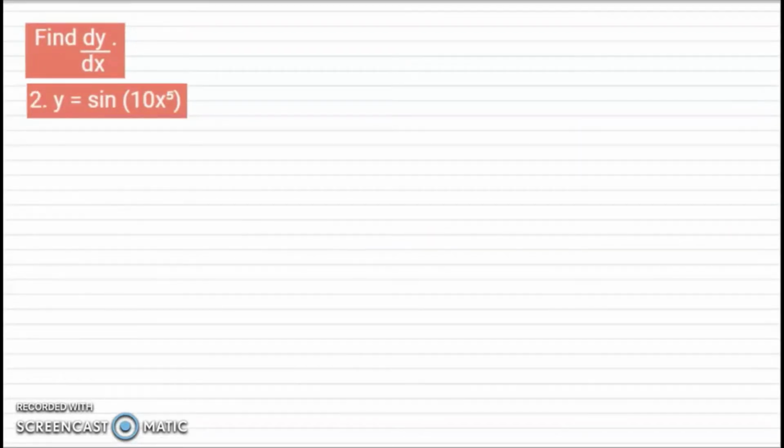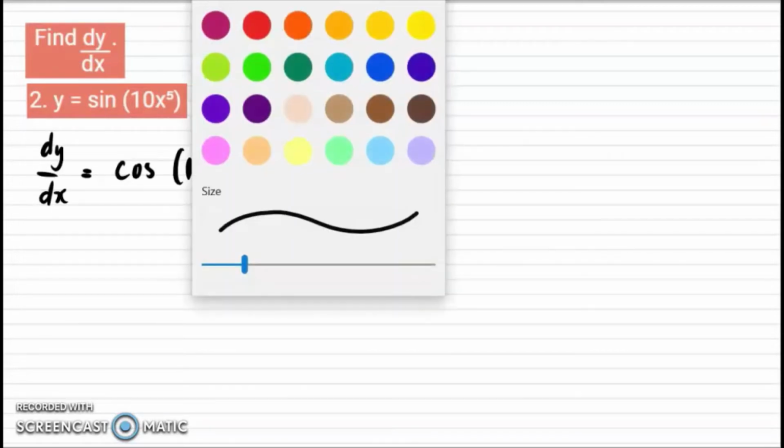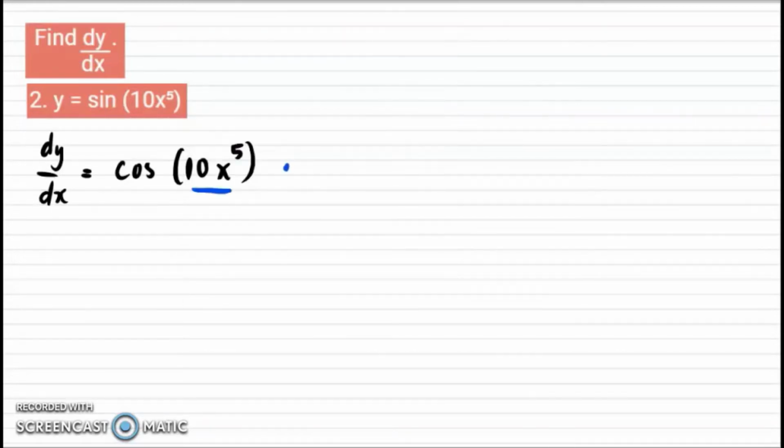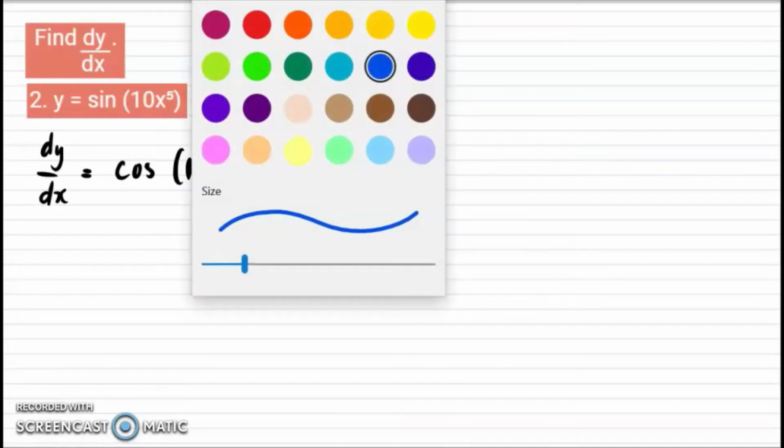Then the number 2 example, we have the derivative of y with respect to x is equal to, this is another sine function. So we have the derivative equal to cosine 10x raised to 5 multiplied by the derivative of this 10x raised to 5. So we put the prime symbol there to signify that we will still get the derivative.